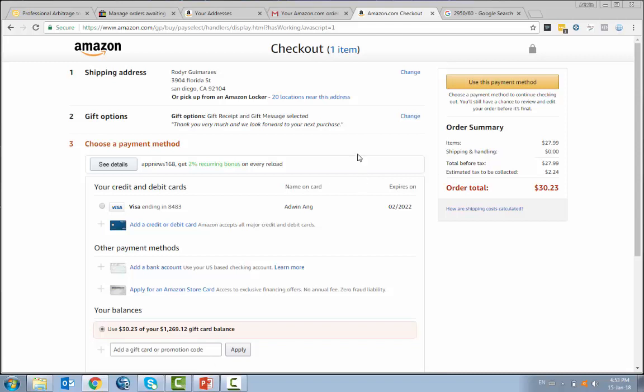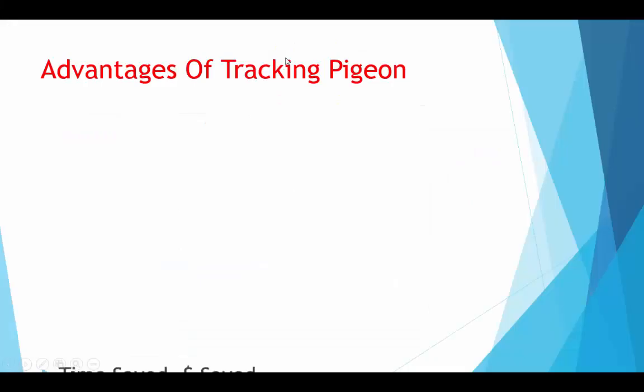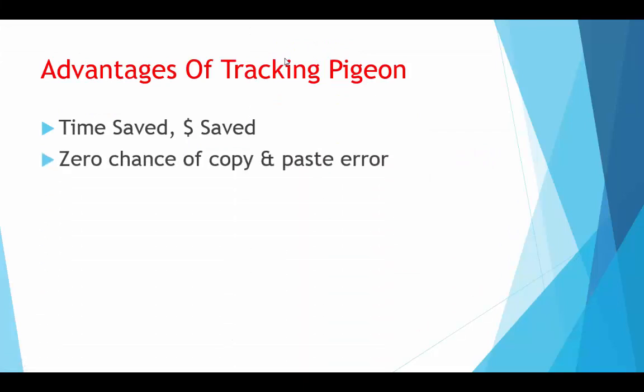So let's take a look at the PowerPoint slide which I summarized for you in terms of the advantages. Okay, you have seen that Tracking Pigeon basically helps you save time and also save money, and you can have a zero chance of a copy and paste error. So do take note, I wouldn't say that it's 100%, but it's at least 99.9% that you can copy and paste directly in this form of automation. If you do encounter some of the addresses not being copied directly to your Amazon address book, you can contact the Amazon chat support. They'll add it manually for you.